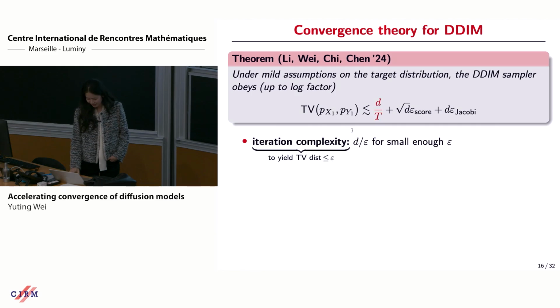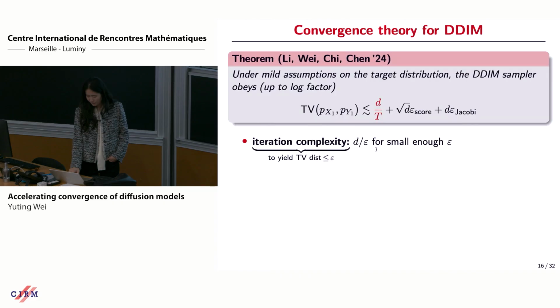Okay, so now if you ignore the second and the third terms and only look at the first term, it tells you that if you're interested to find a distribution that is epsilon close to your target distribution, then the number of steps it takes is of order d over epsilon, where you take d over T to be smaller than epsilon. You solve for T, then the number of steps, the iteration complexity, is of order d over epsilon. Okay, so now let me tell you what the second and the third terms are.